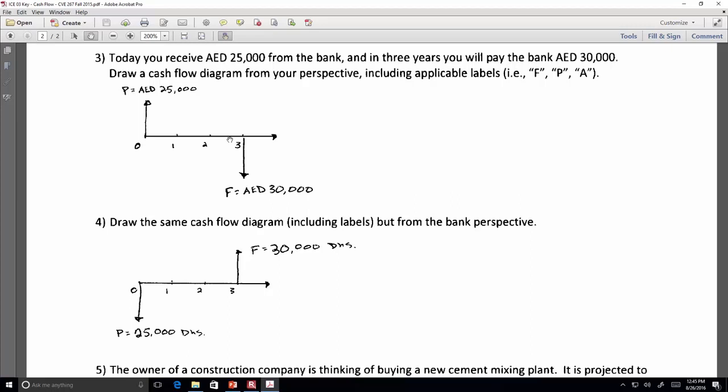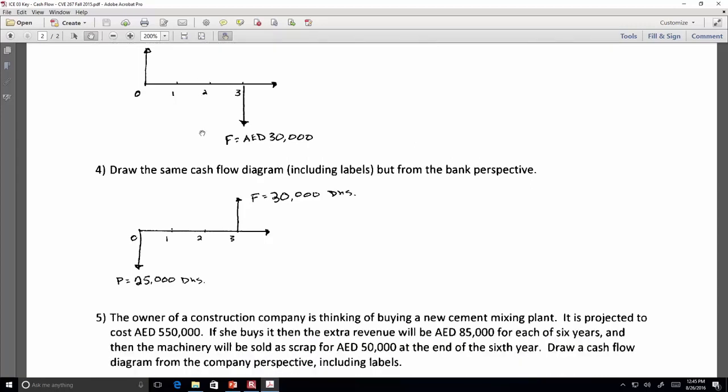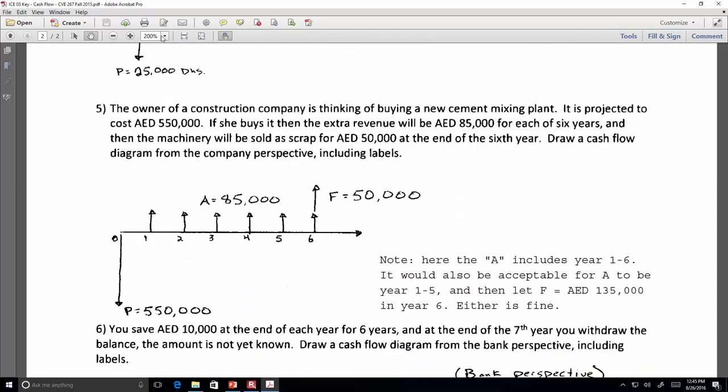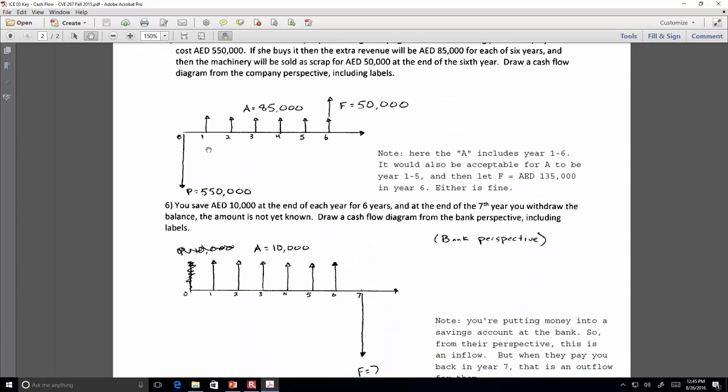All right, so it's a one-time payment, this $30,000. In 3 years, you'll pay. All right, so here's the last one.